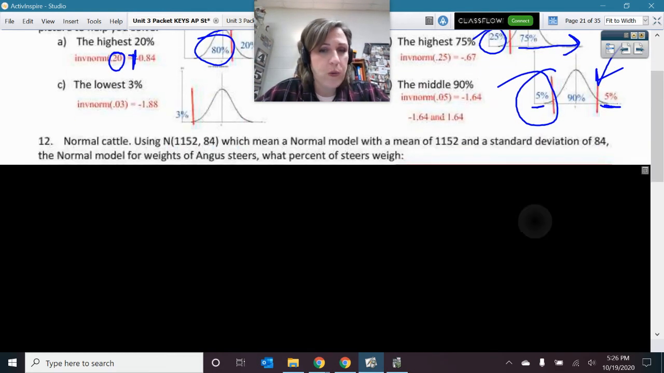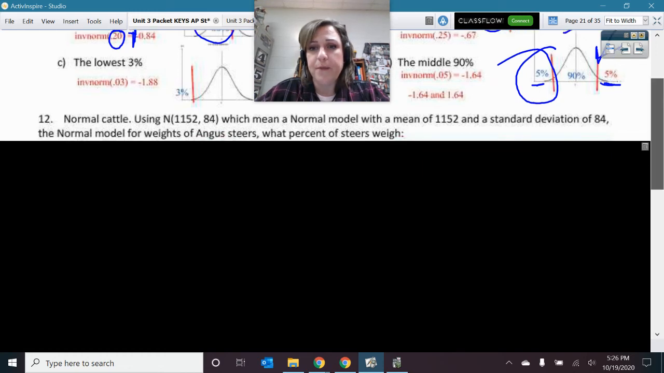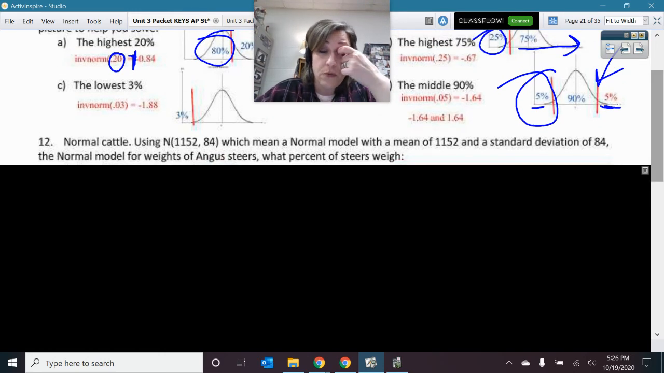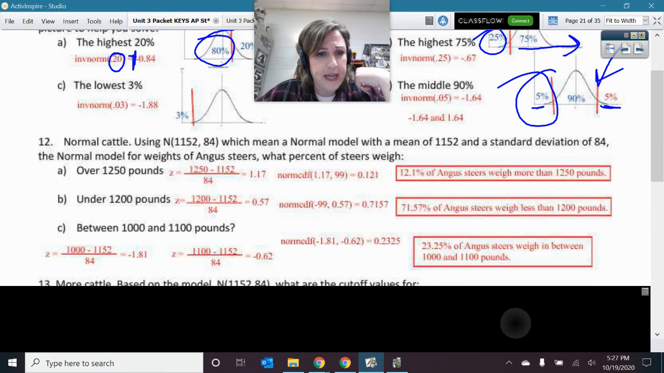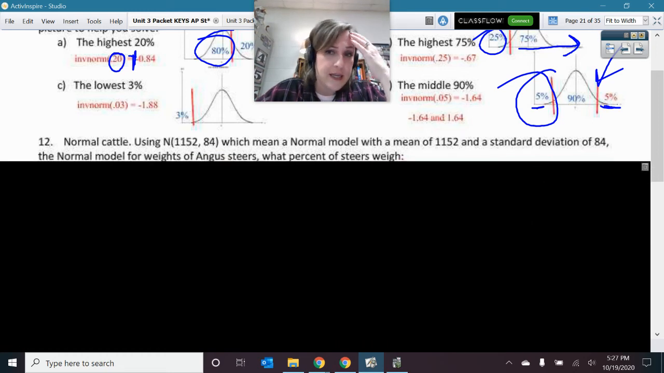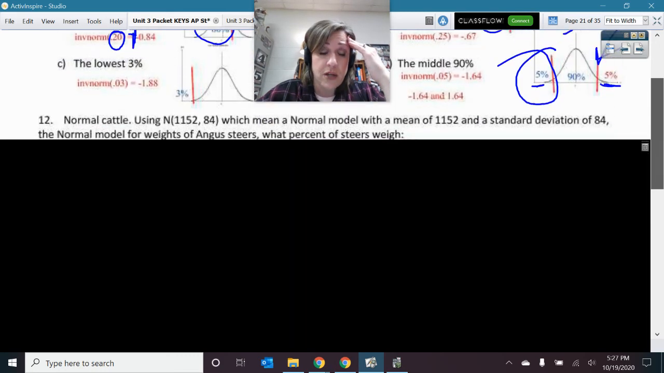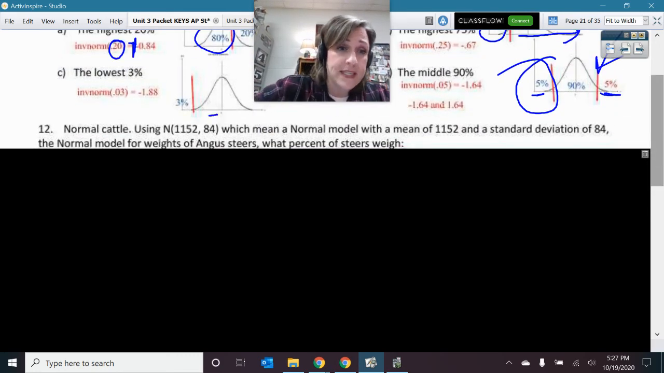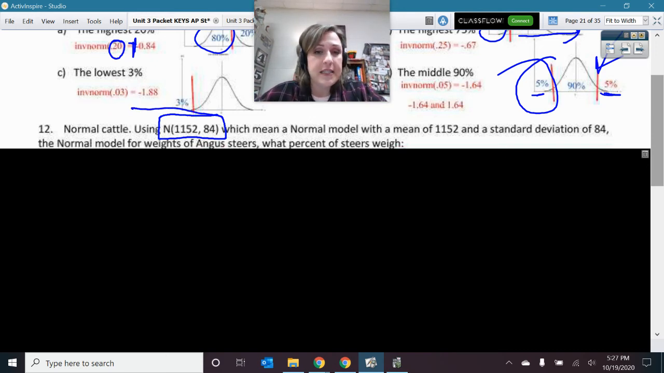Next, number 12. Oh, looky here what we got. So what I want you to do is 12 A, B, C. Pause, do a little self-check, and see how you do on these. You're getting to that point. Remember what this means. The normal model: these Angus steers are weighted according to the normal model with a mean of 1152 and a standard deviation of 84. Okay, try those next ones. Pause so you can practice.